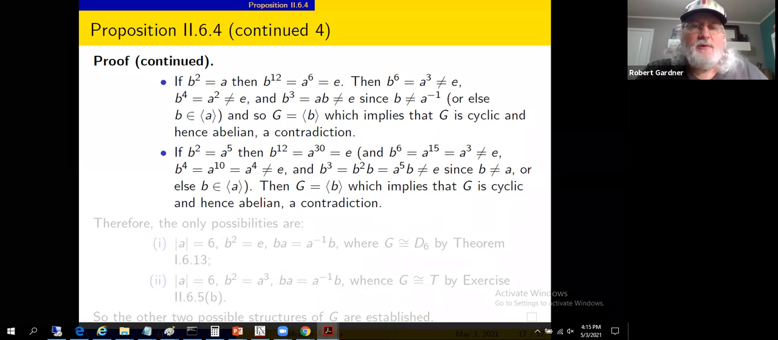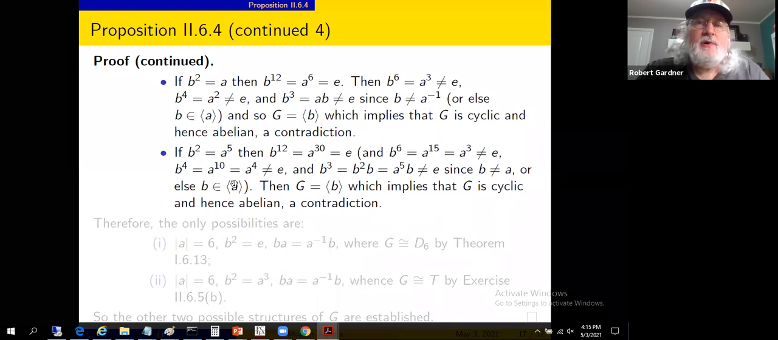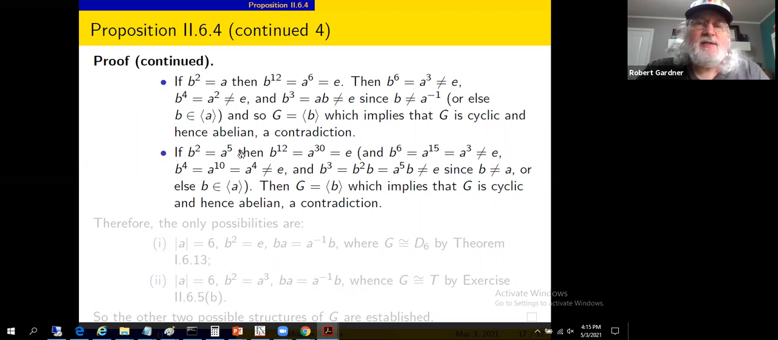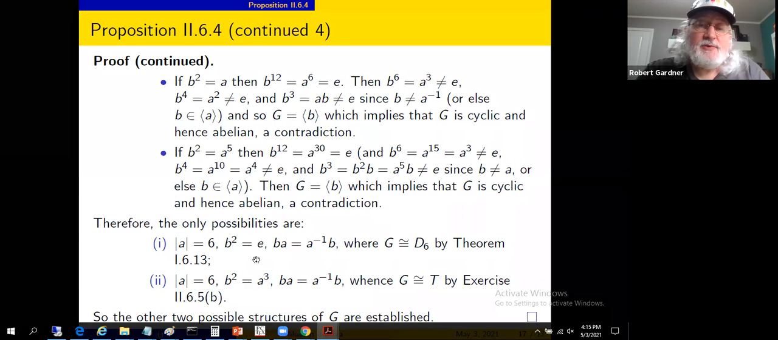So how are we doing here? B squared is not A to the what? Let's look at the previous slide real quick. It's not A squared. It's not A to the 4th. It's not A to the 1. It's not A to the 5th. So that only leaves two possibilities. B squared was the identity, A to the 0, or B squared is A cubed. We hadn't done those two. So there's the two possibilities on the value of B.